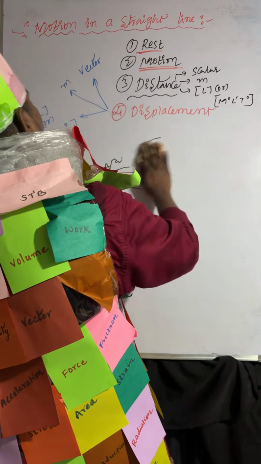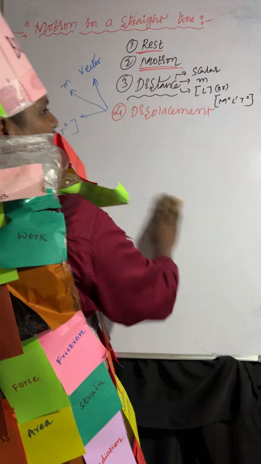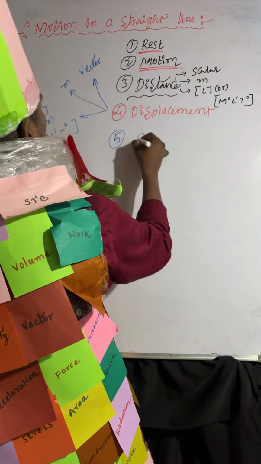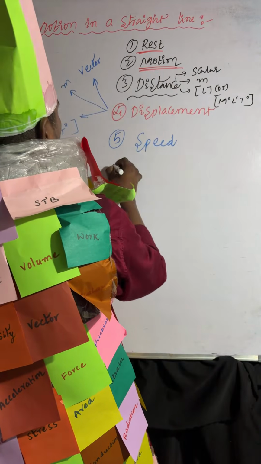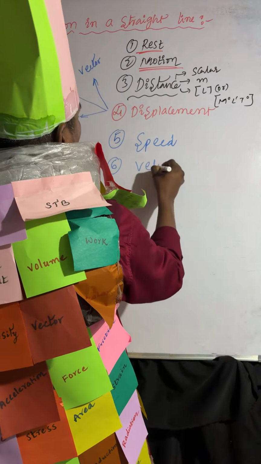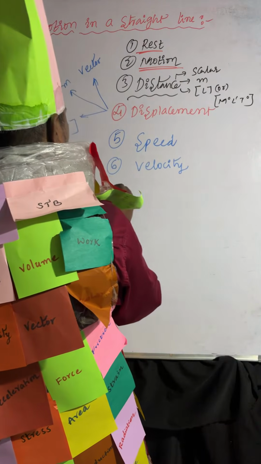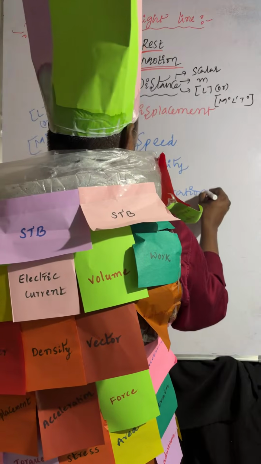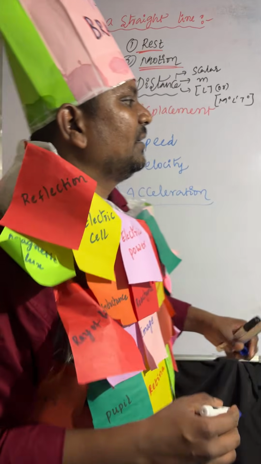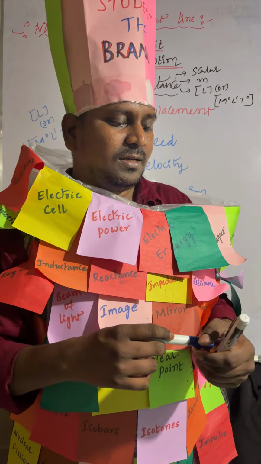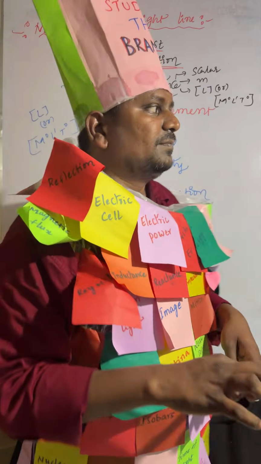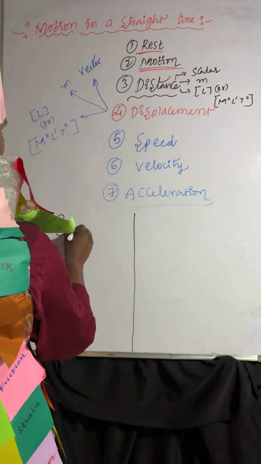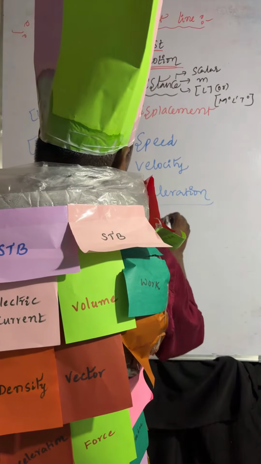Now, speed. Speed is nothing but distance by time taken. Coming to the fifth one, speed, the sixth one is velocity, and the next one is acceleration. So speed is distance by time taken. I'll explain the differences between speed and velocity.